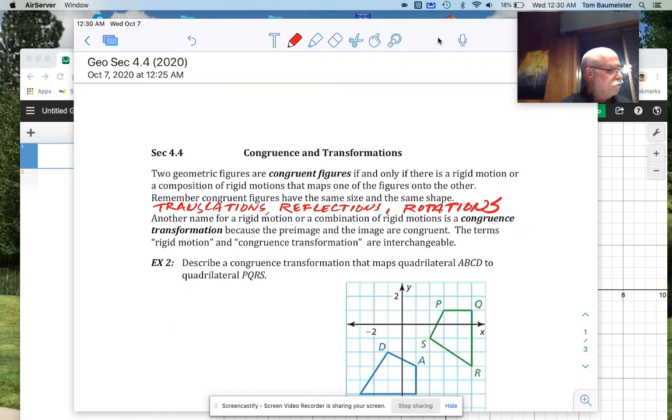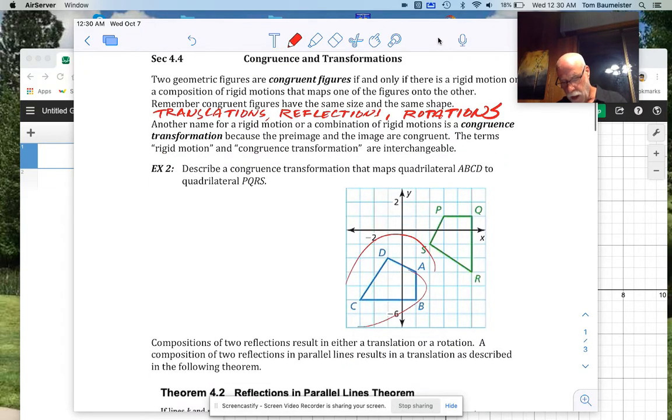So I noticed whoever did the homework, they didn't choose anything from example one, so I didn't show it to you. It was just kind of showing you where you could see which ones were happening. And it's kind of like what we're going to do with this one too. Example 2, describe a congruence transformation that maps quadrilateral ABCD to quadrilateral PQRS. So that means that we're going to move this one here. We're going to try to move it so that it looks like this one here. Again, using a translation, a reflection, a rotation, or a combination.